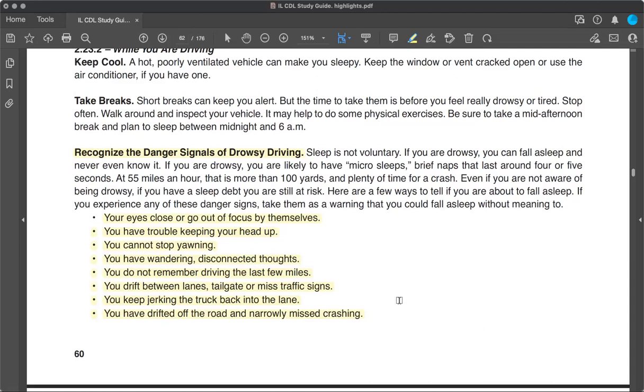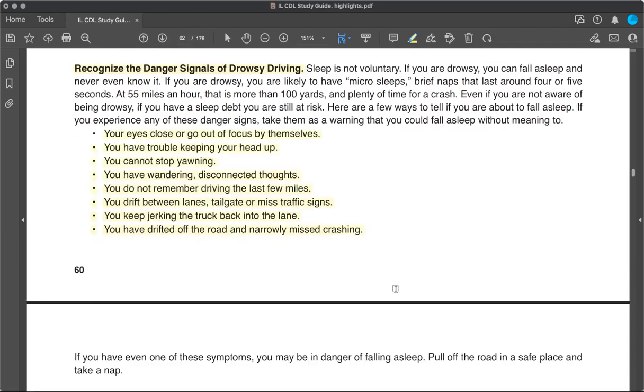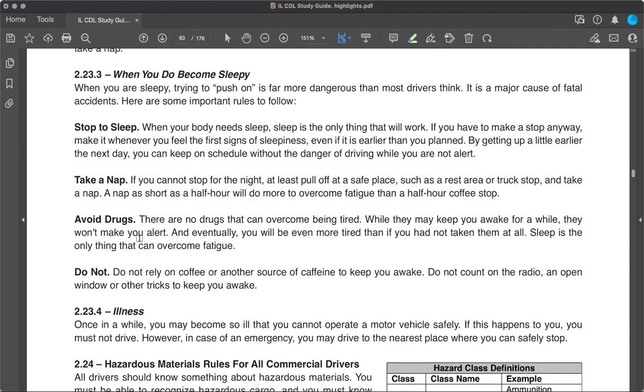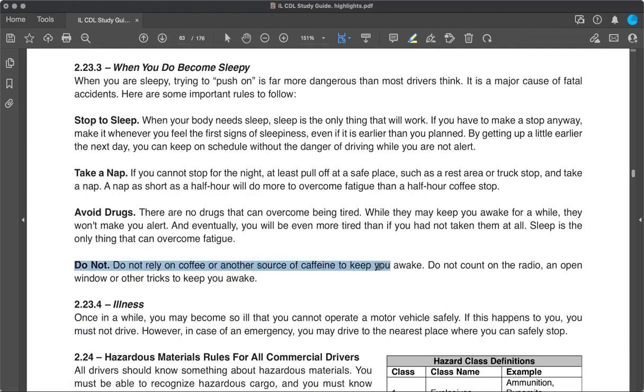Okay. So over on page 61, 2.23.3 gives you some recommendations of what you should do should you become sleepy. And again, this is that repetition. So first, stop to sleep. Second, take a nap. Third, avoid drugs. So again, reminding you to not take things like cold medicine. And it says, do not rely on coffee or other sources of caffeine to keep you awake. And do not count on the radio, an open window, or other tricks to keep you awake. So a reminder there.